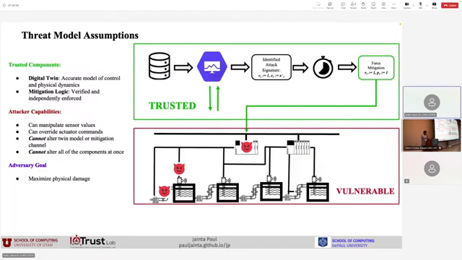So visually representing in our framework, these are the trusted components, and these are the components that are vulnerable or can be compromised by the adversary. So with these assumptions in mind, we will see how we can model the safeties of an industrial control system.